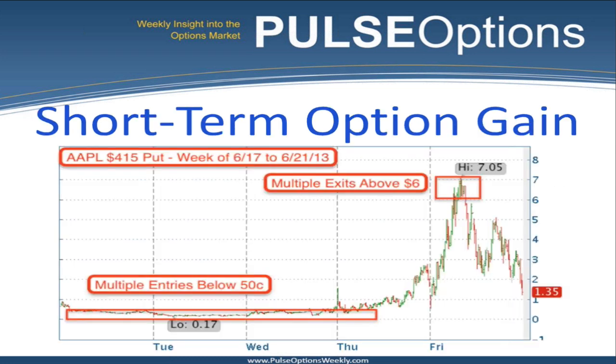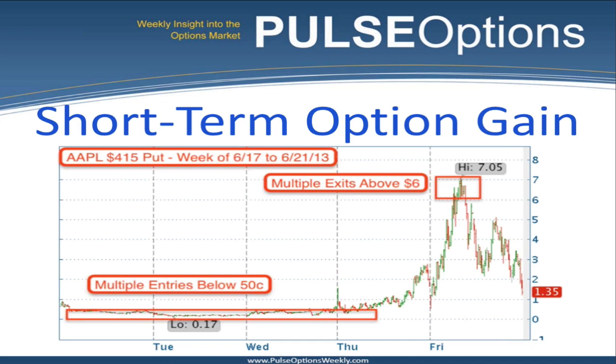Now, we talk about short-term options. So here's an Apple move from earlier this year. The chart is a 5-day chart. I show that for the first 3.5 days, you could have bought this option for under 50 cents, and then boom, it accelerated to over $7. It's actually the low 17 cents, the high 7.05. That's just a ridiculous percentage. We'll call it a 1,000% move. A 1,000% move in a week is not a bad thing.